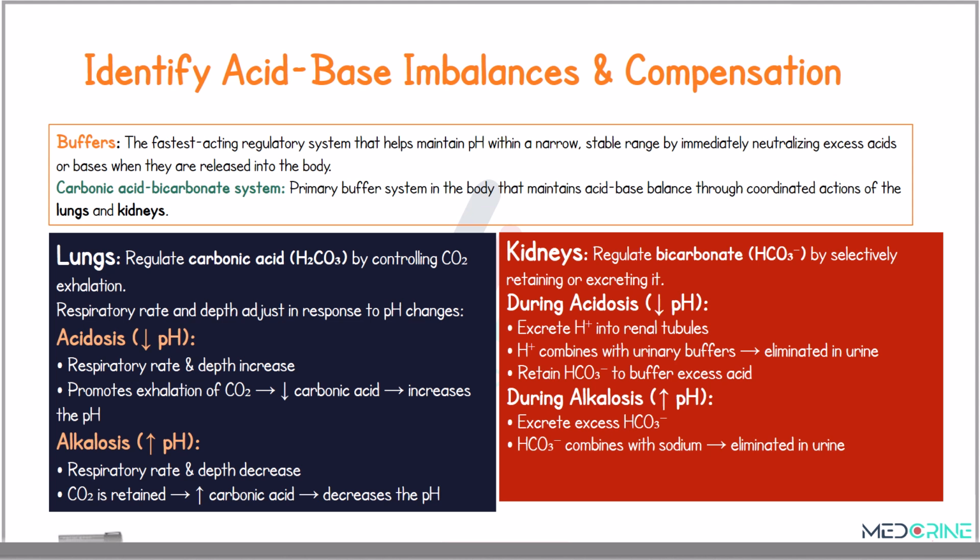On the other side, the kidneys regulate the bicarbonate ions by selectively retaining or excreting them. During acidosis, the kidneys excrete hydrogen ions into the renal tubules, and these hydrogen ions combine with the urinary buffers and get eliminated in urine, retaining bicarbonate ions to buffer the excess acid. During alkalosis, or states of increased body pH, there is excess excretion of bicarbonate ions, and these bicarbonate ions combine with sodium and get eliminated in urine, therefore eventually reducing the body or blood pH.